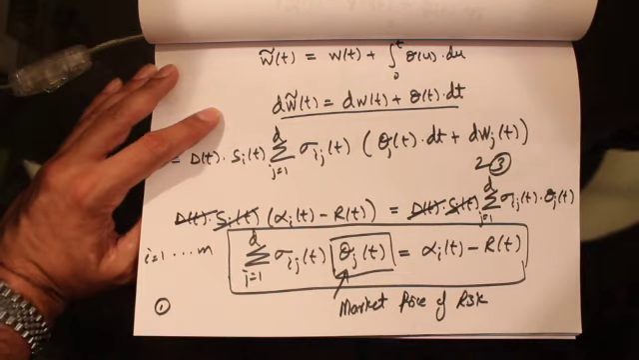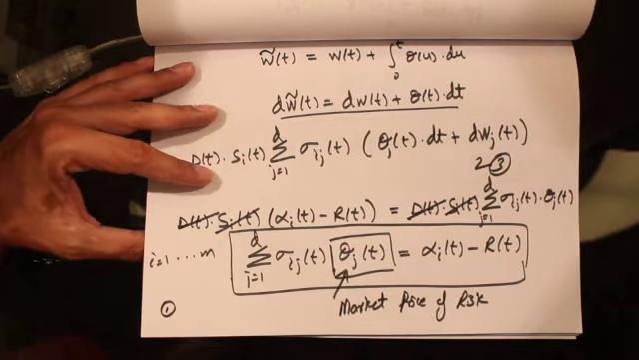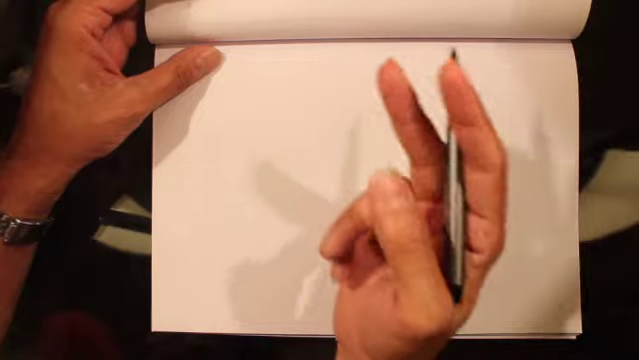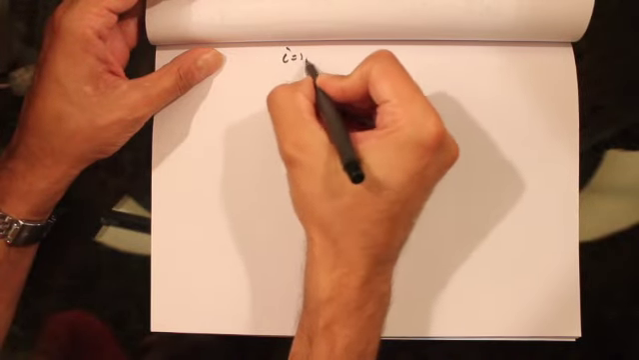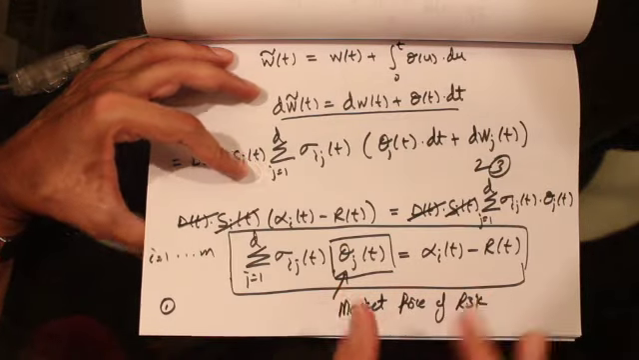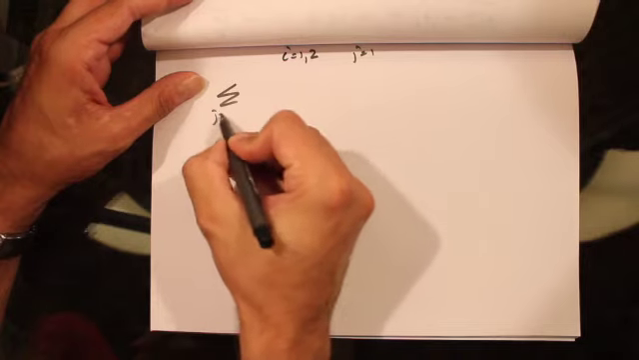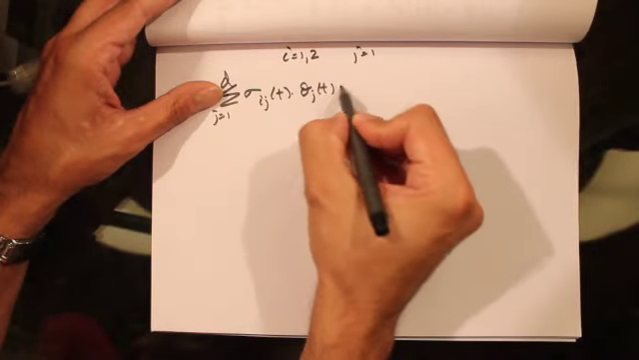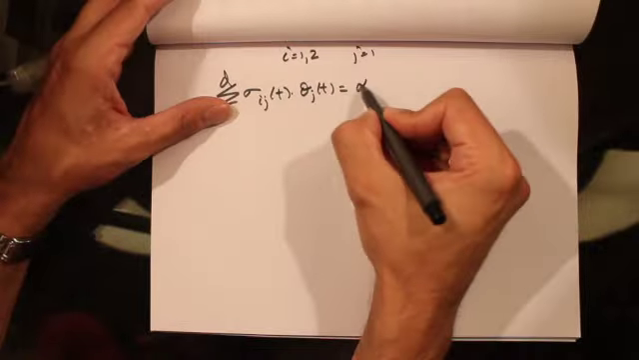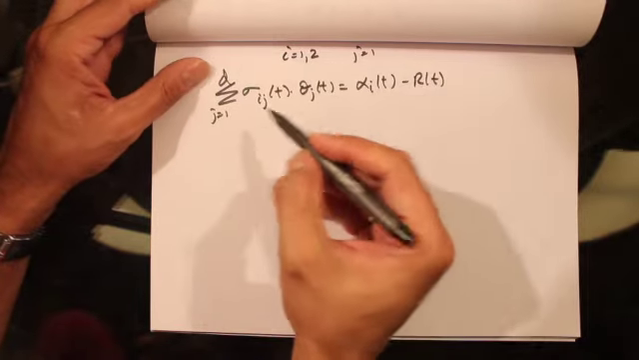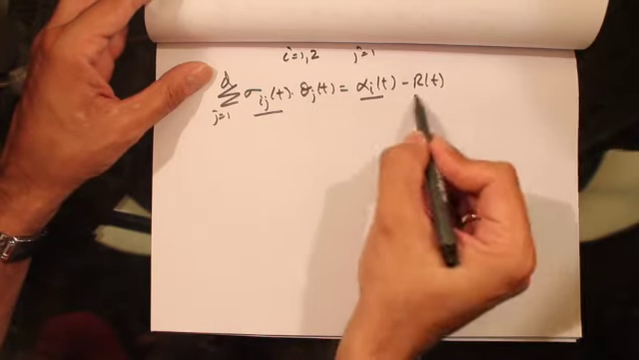Okay, guys, so now let's construct an example where we have two stocks which are driven by a single Brownian motion. So we have two stocks, that means i goes from 1 to 2 and j is equal to 1. And our market price of risk equation is given by this formula: the sum over j equals 1 to d of sigma_ij(t) theta_j(t) is equal to alpha_i(t) minus r(t). And let's further assume that all these processes are constant.